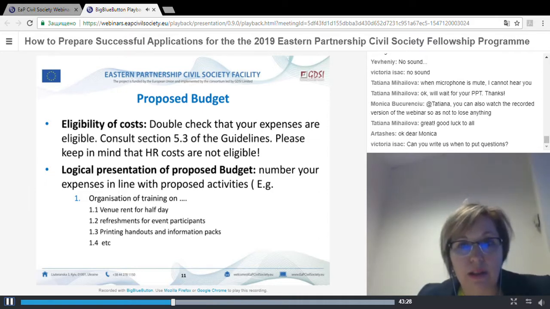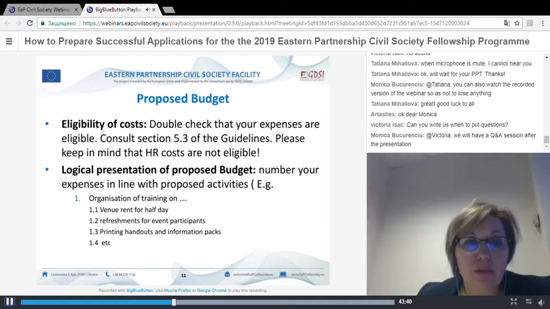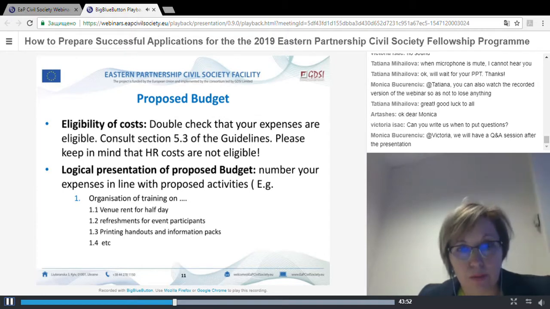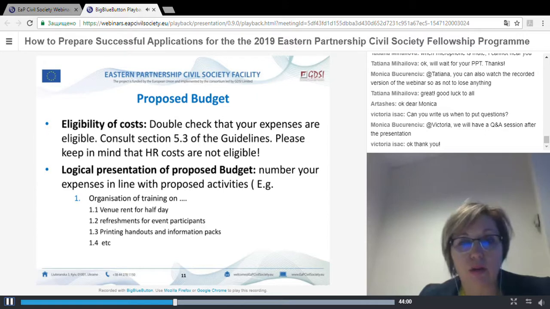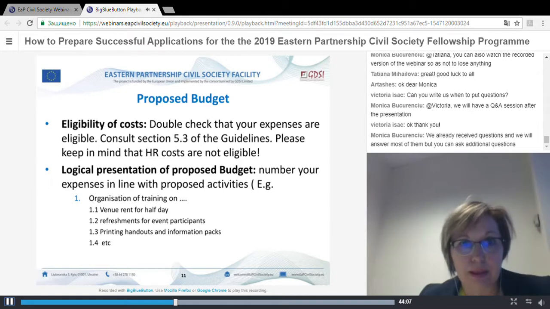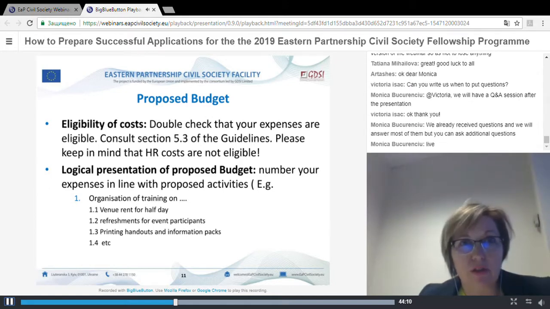So you can see here on the slide, for example, you have a number of activities included in your action proposal, and your activities should be linked to the budget. For a selection committee, it will be very easy to see, okay, these are activities 1, 2, 3, 4, 5 mentioned in your proposal, and these are the costs that you foresee for the implementation of your action. You can see here, for example, organization of training on something. These are just examples. I don't want you to just copy this completely. You have to budget your activities yourself.